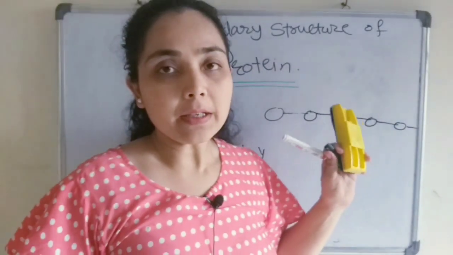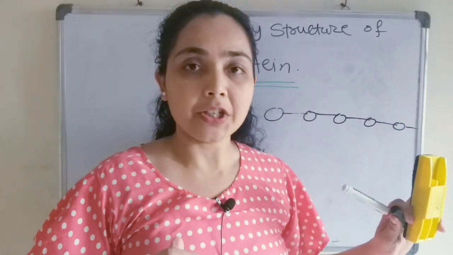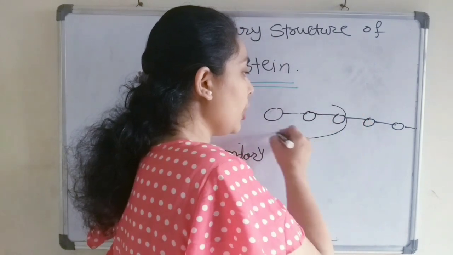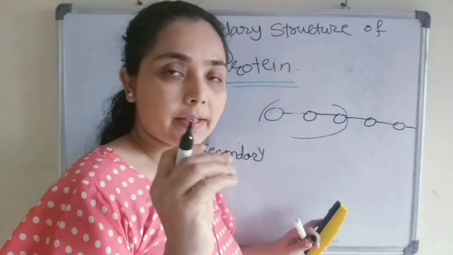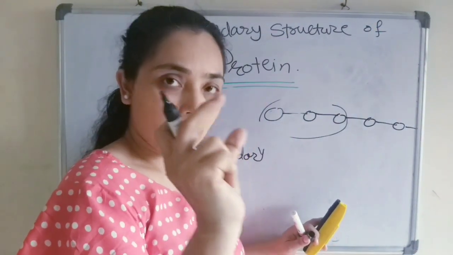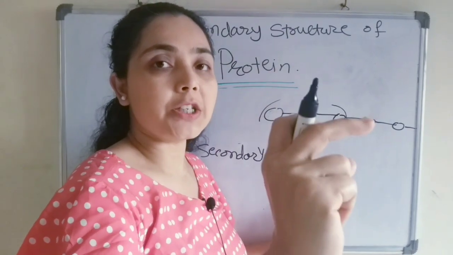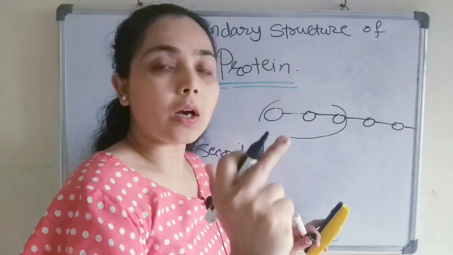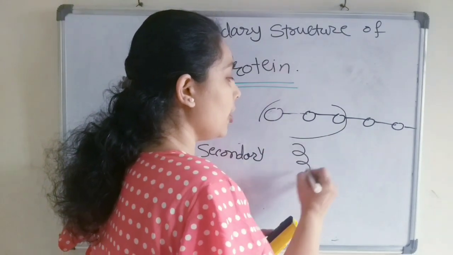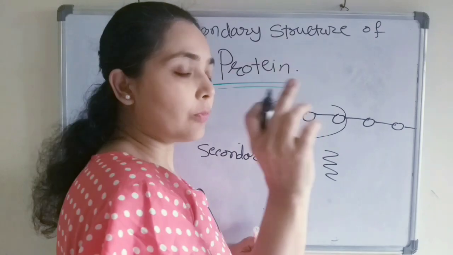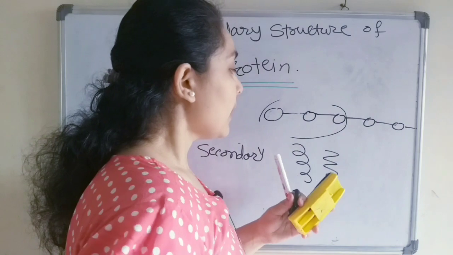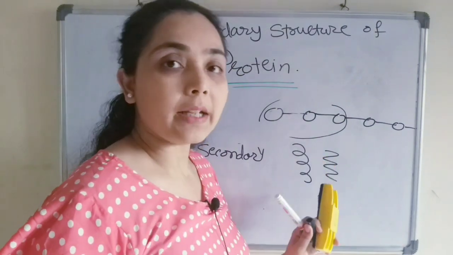So the primary structure of the protein means the long polypeptide chain. If in a long polypeptide chain, some local or small portion, please understand carefully, if a small portion of that amino acid chain undergoes local and repetitive folding, some repetitive pattern, either helical or zigzag, so a few amino acids will undergo this type of folding or modification, then it is known as a secondary structure.